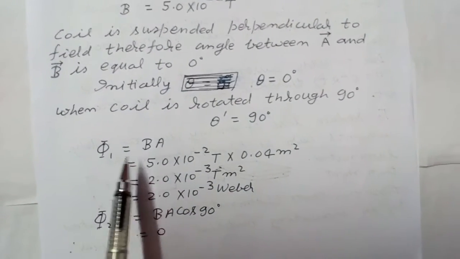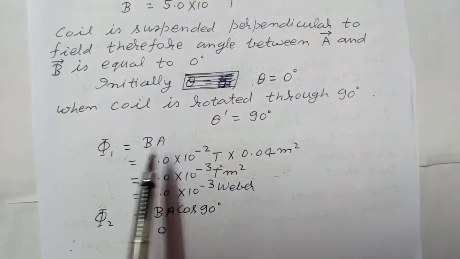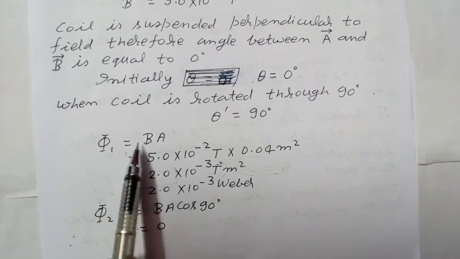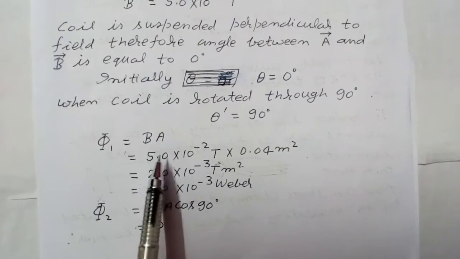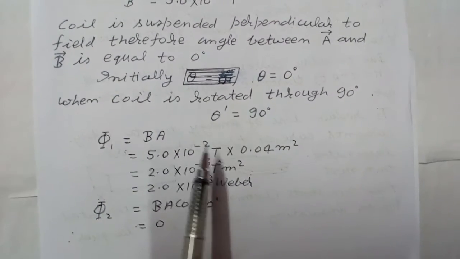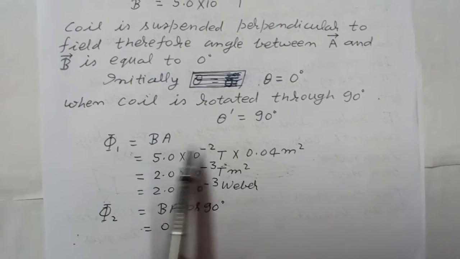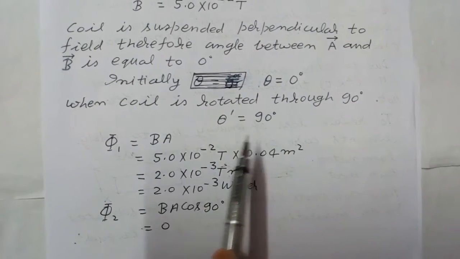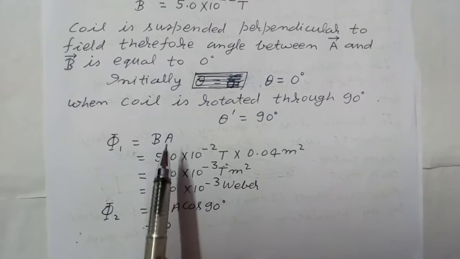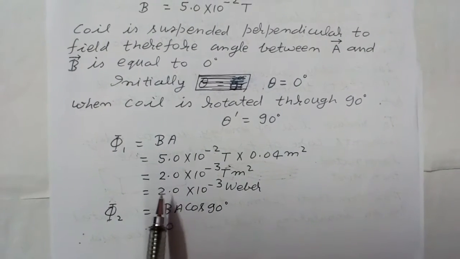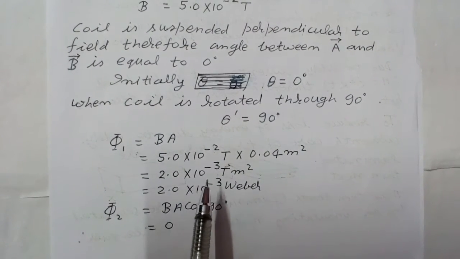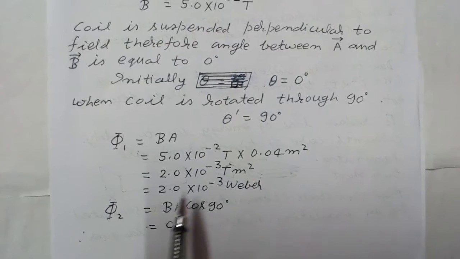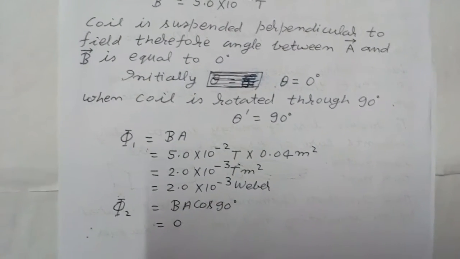So magnetic flux passing through coil in this position, phi1 is equal to B into A. This is equal to 5.0 into 10 power minus 2 into 0.04, because angle between B and A is 0 degree. So cos 0 is equal to 1. So this is directly written as BA. This is equal to 2.0 into 10 to the power minus 3 Tesla meter square or Weber, because unit of magnetic flux is Weber also.